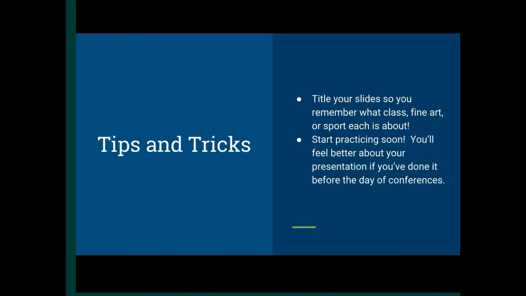All right, we've got a few tips and tricks, and by a few I mean two, but that's okay. The first one's something we've already said. Title your slides so that you remember the class, fine art, or sport each slide is about. That is all about making sure that you're up there and you don't forget which class you're on or anything like that, okay? Just to help you out. Make sure every slide tells you, this is your English slide. You can see on my example on the handout you got that each of my English slides says English in the left-hand corner. It's not huge, it's not the whole slide, it's not a sentence, but it's there so I don't forget.